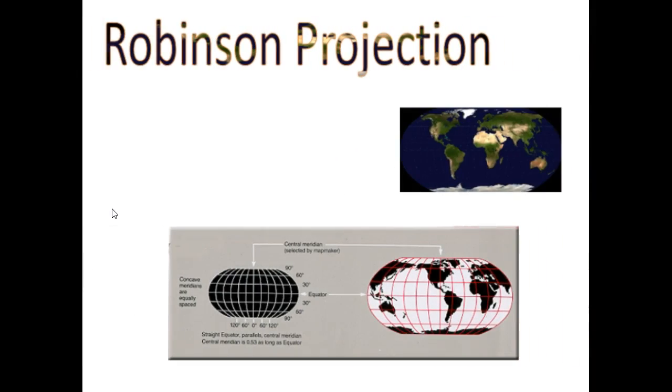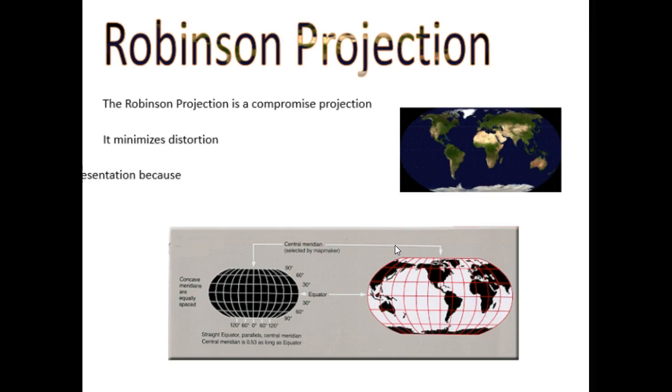Next, this is the Robinson projection, the last type of projection that we're going to discuss today. This is a compromise projection. You can kind of see it's curved like the polar, but it's also flat. It minimizes distortion, and it is most often used for data representation because of this minimal distortion.